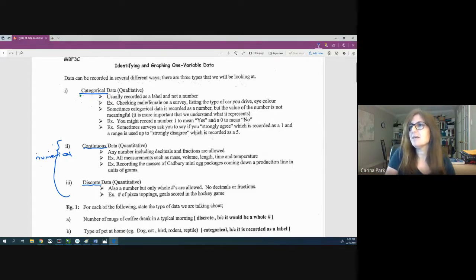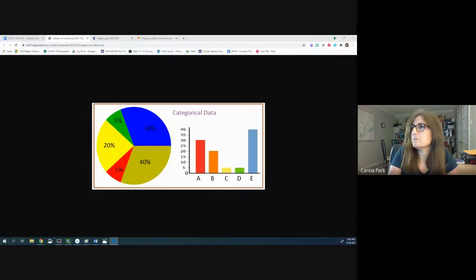Okay. So categorical data is data that you collect about things that are not numbers. So, for example, types of fruit, languages people speak, pets. Okay, so things that are not measured or counted, they're just types of things. So I'm going to show you an example of categorical data. So here's an example of categorical data.